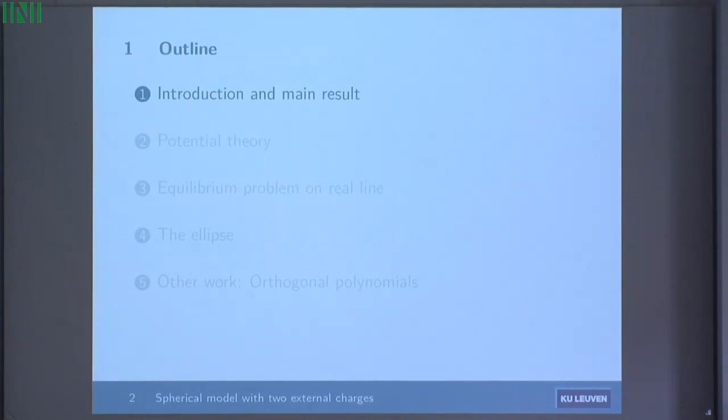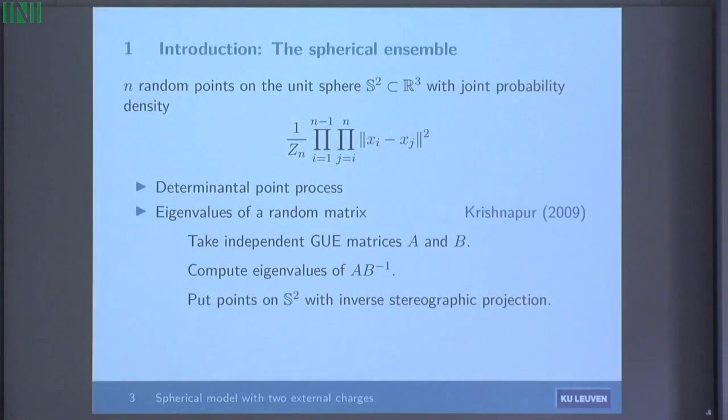At the end, there's also a connection with orthogonal polynomials, and I hope I will have time to explain that, because that's new work, some new results that we have with Juan and Ellen. That's not in this preprint, but it's maybe a first step to a more detailed analysis of the problem. So the problem starts with the so-called spherical ensemble.